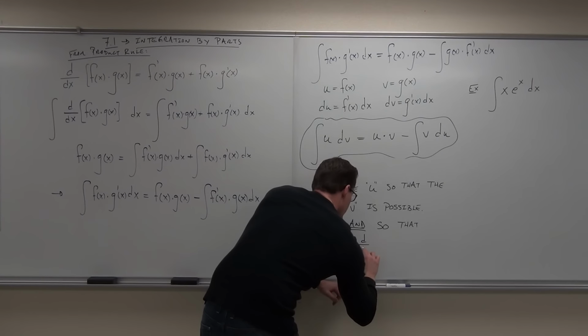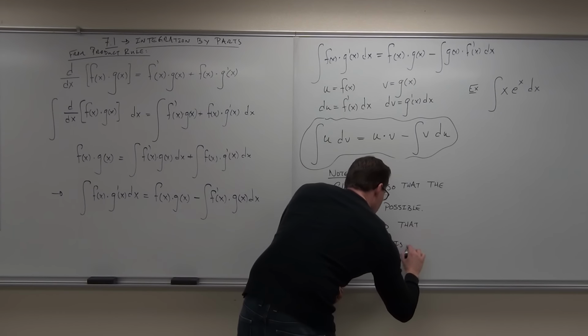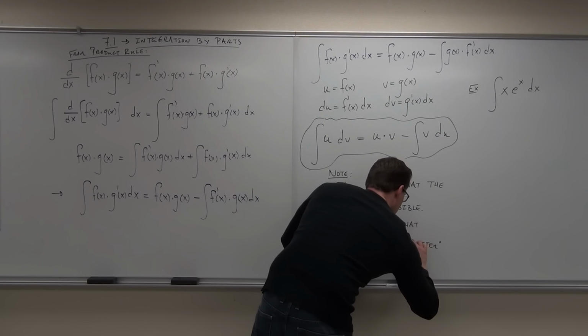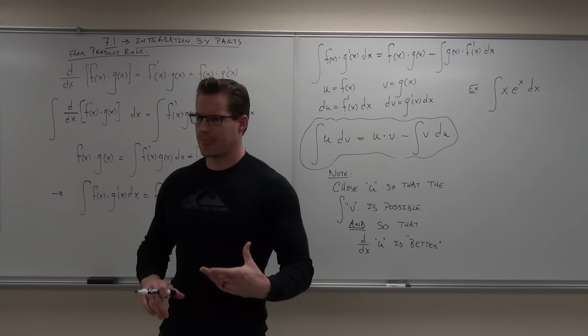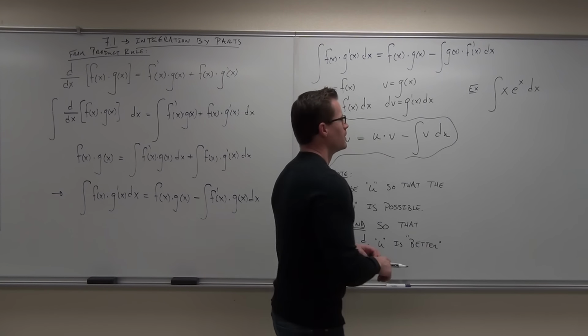Also, try to pick u so that the derivative of u is better. I know that's not mathematical, but better as in you reduce the power. It becomes smaller. It goes away completely, something like that. So here we go.